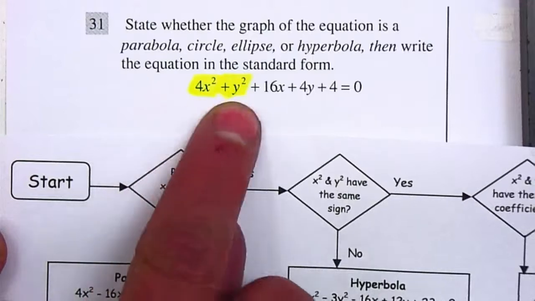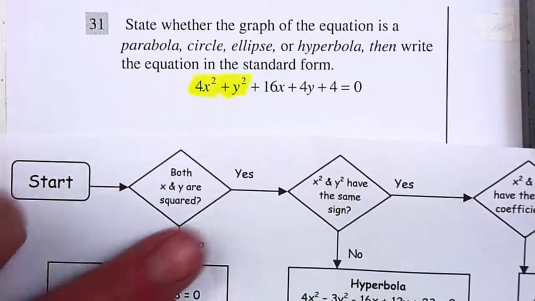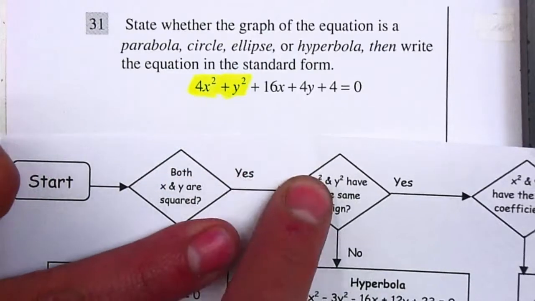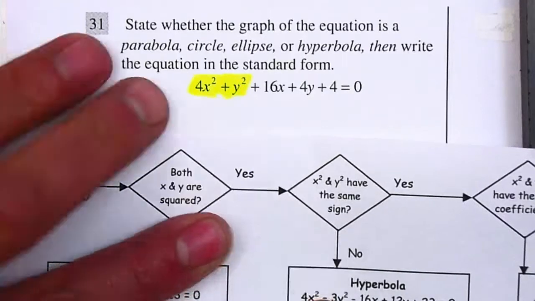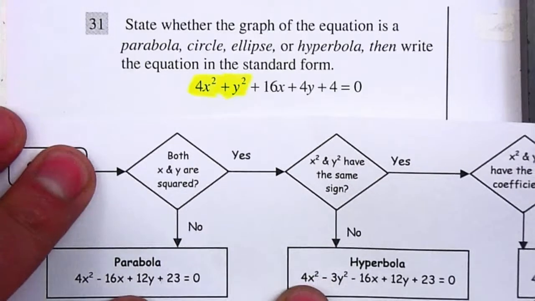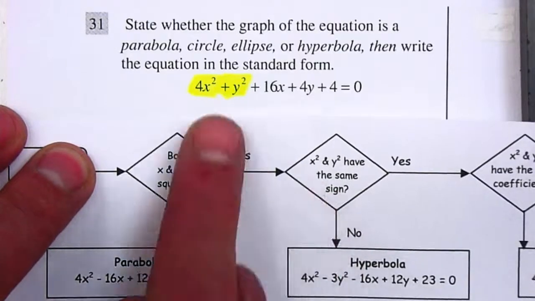Yes, the x squared and y squared. So therefore, it's not a parabola. Do they have the same sign? Yes, they both are positive. So therefore, it's not a hyperbola, since hyperbolas have different signs, one positive and one negative. In this case, they have the same sign? Yes.